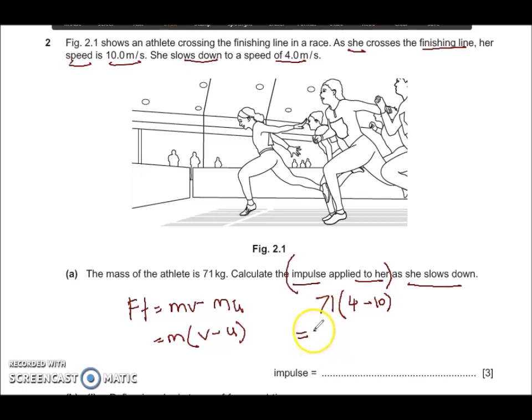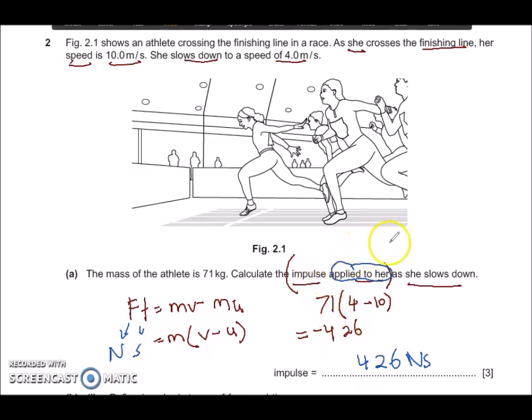Okay, so it's supposed to be negative 426, but they already mentioned it is applied to her, which means the negative will be absorbed. So you just have to put there 426. Make sure you put the unit there. The unit for force is Newton, and for time is seconds, right? So we just have to put there Newton seconds. Okay, any question for this?